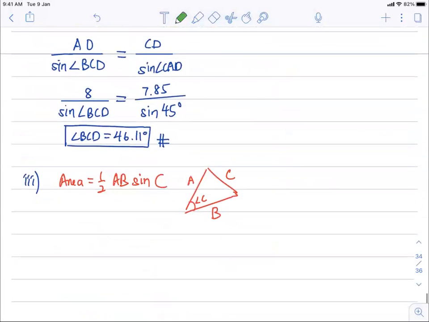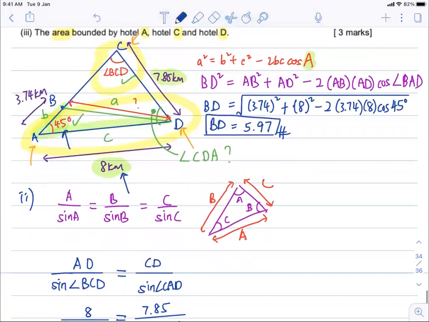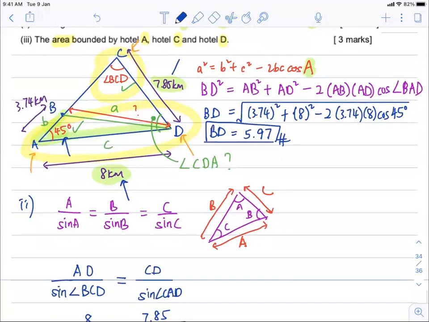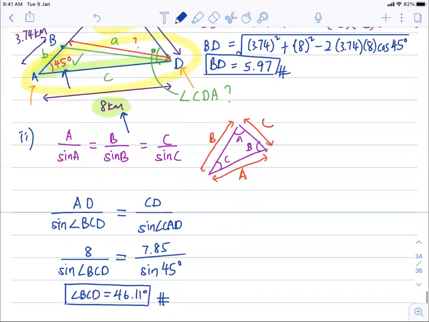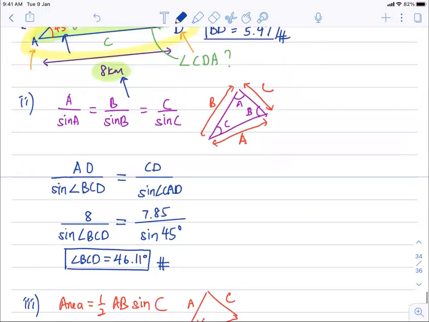Okay, but first let us write this down in the formula. Area will be equal to half. a will be this one, 8 km, which is AD, and then b would be this one, CD, and the angle would be the one between the two lines, this one, angle CDA.